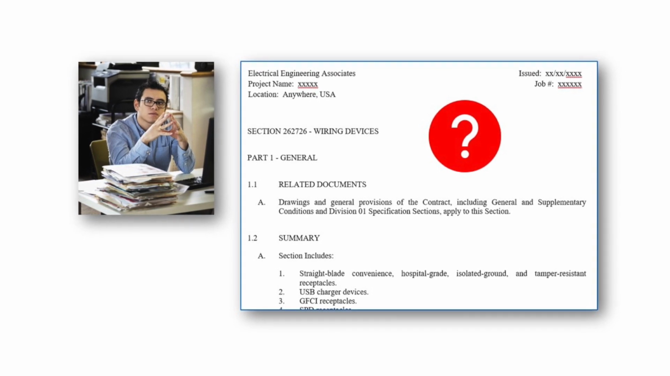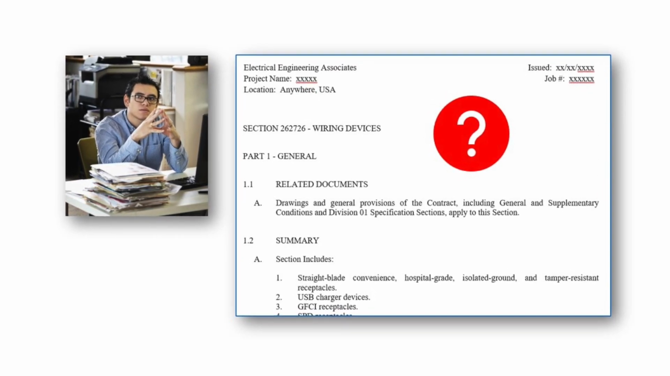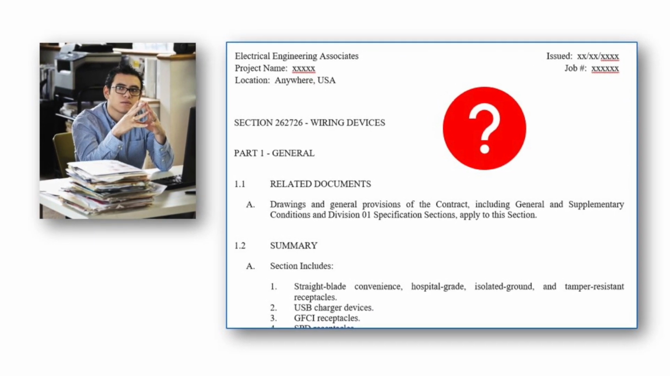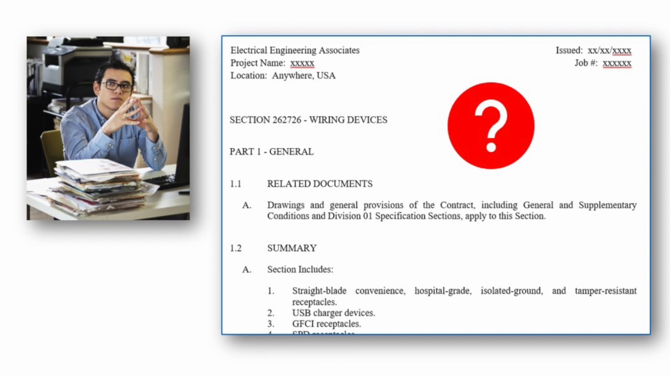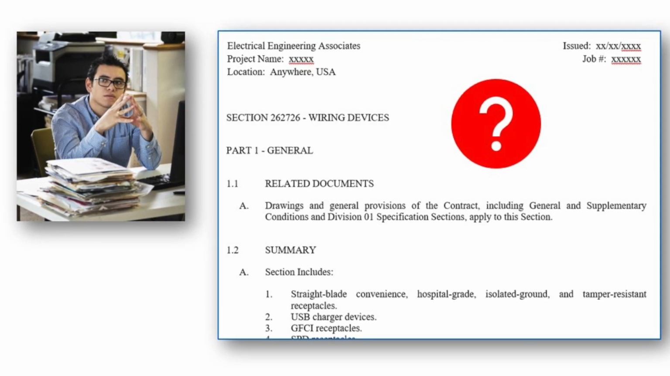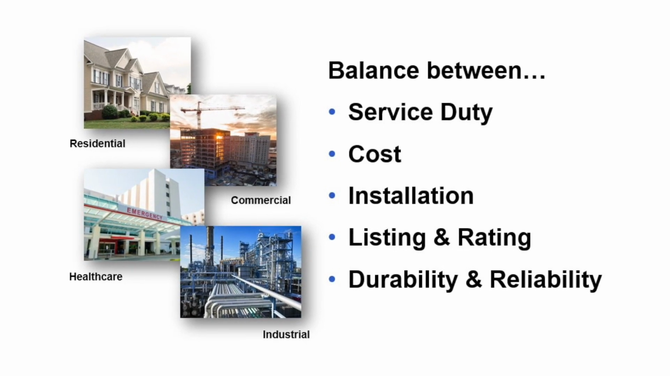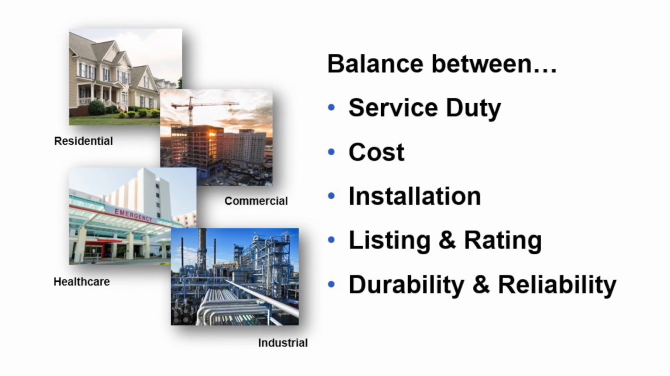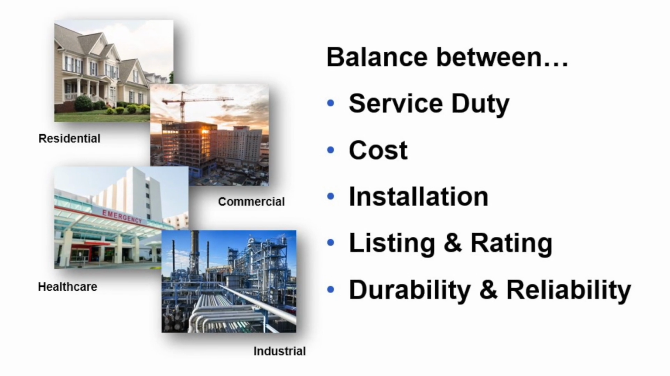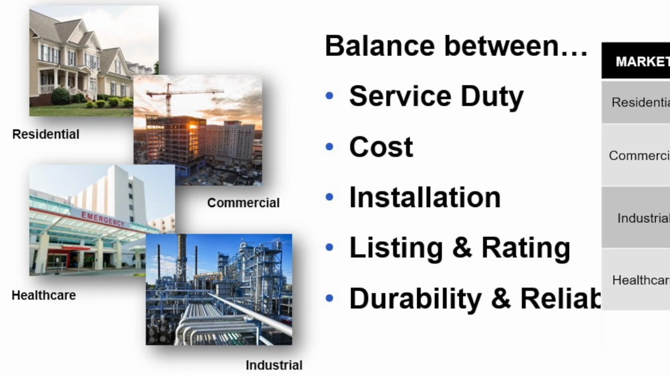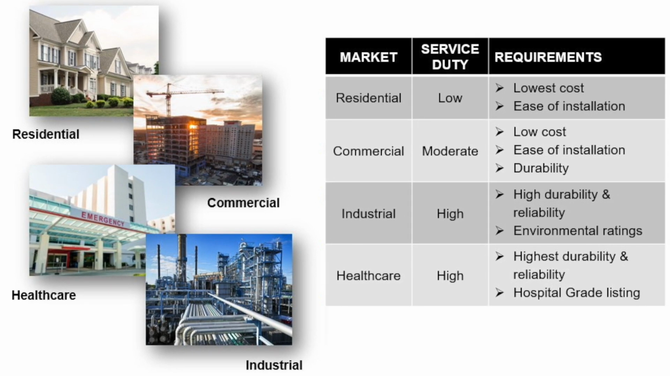Engineers invest a lot of time developing specifications to achieve a desired level of quality and durability for a project. And receptacles are one of the most common items. Depending on the size and scope, there could be thousands of receptacles. So how can the spec be written to achieve the objective? How they are used will normally be determined by the building type: residential, commercial, industrial, or healthcare. Each of these has requirements based on a balance between service duty, cost, and other factors. And here's how these requirements differ in each scenario.